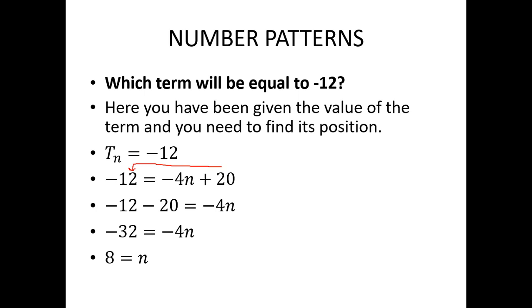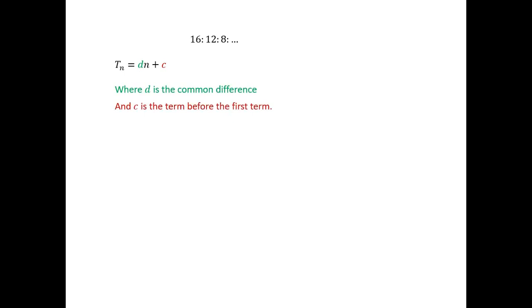Just to go back a little bit, I have a second option for calculating the general term. Remember, we were given this sequence here, which is 16, 12, and 8. So to get the general term, you can use this formula where Tn is equal to Dn plus C, where D is the common difference and C is the term before the first term. And obviously C will be there before 16.